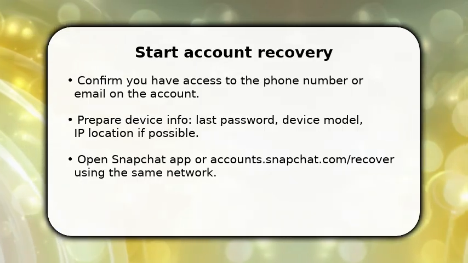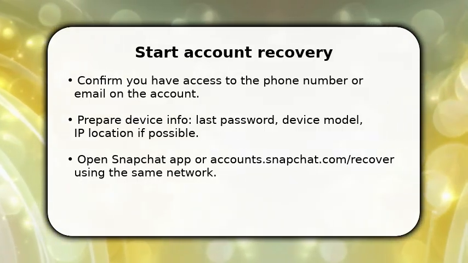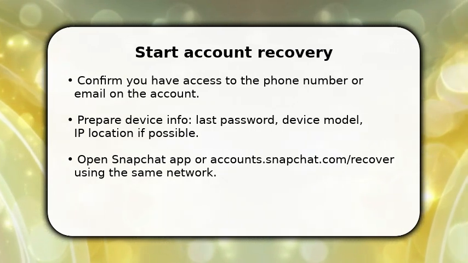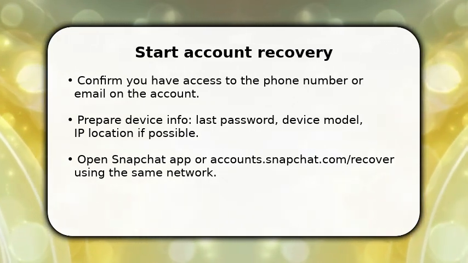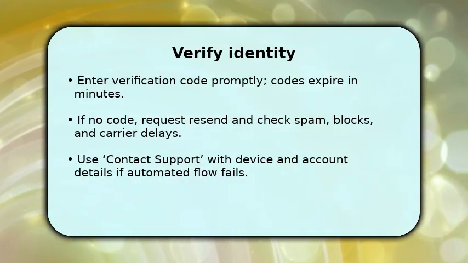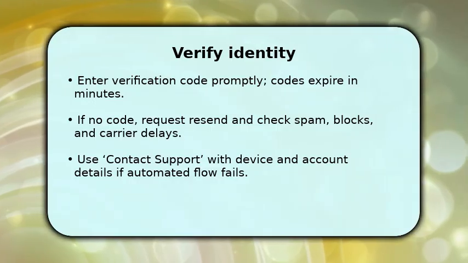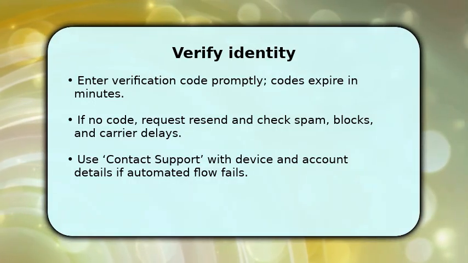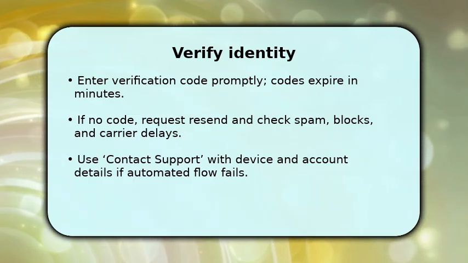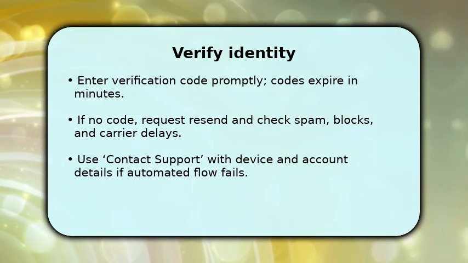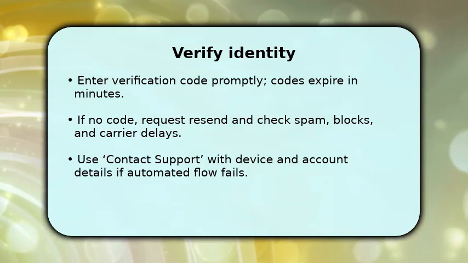identity. Now tap Forgot Password and choose phone or email as your recovery method to request the verification code. You'll receive a code. Enter it immediately because codes often expire in a few minutes. If the code doesn't arrive, make sure messages aren't in spam or blocked by your carrier, then request a resend and wait a couple of minutes between attempts.